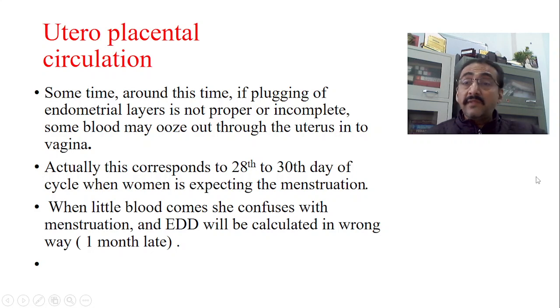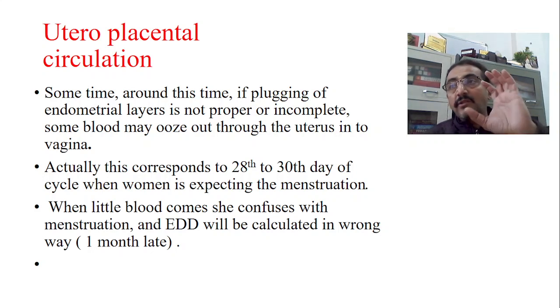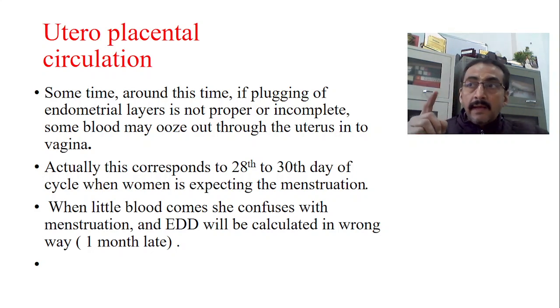So sometime around this time, what actually happens is there is plugging of the endometrial layers is not proper or incomplete. So some blood may ooze out through the uterus into the vagina. This is actually very important. See, actually what happens, from the middle layer the arteries will come, isn't it? So they are connected to the arteries and they are connected to the cavities. So therefore blood is going.